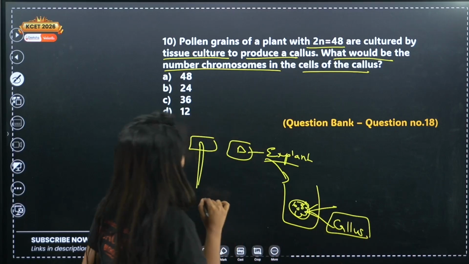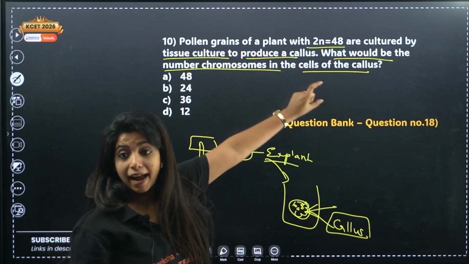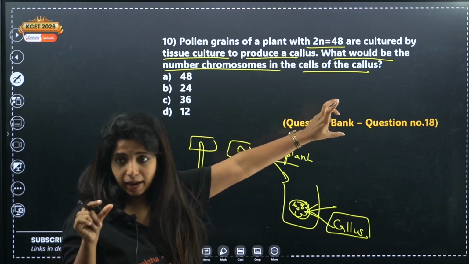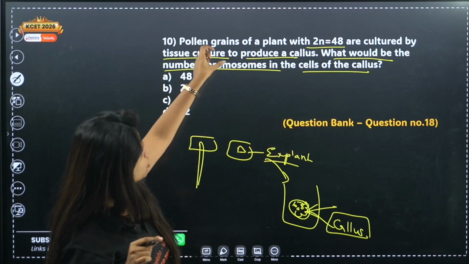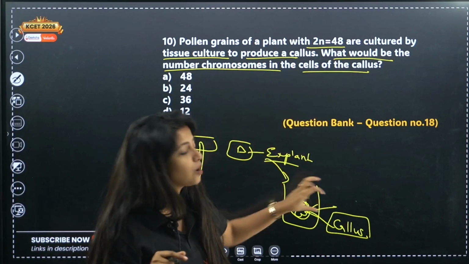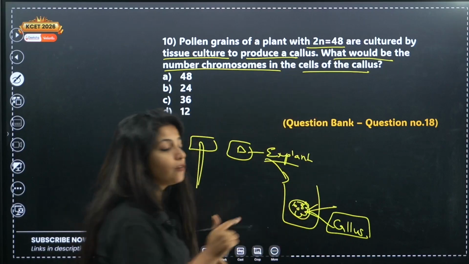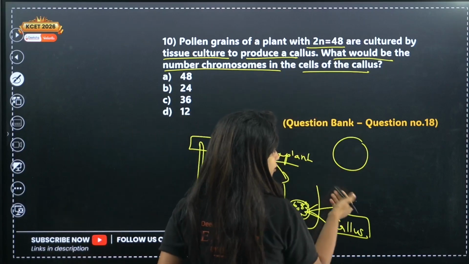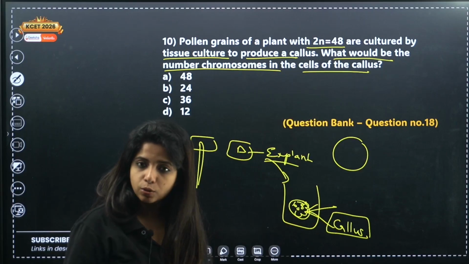So over here you are being asked about pollen grains of a plant. You are taking pollen grains of a plant and you are culturing them in a tissue culture to produce the callus. What would be the number of chromosomes in the cells of the callus? So whatever were the number of chromosomes in the pollen grain, that will be the same thing which will be there in the callus also.